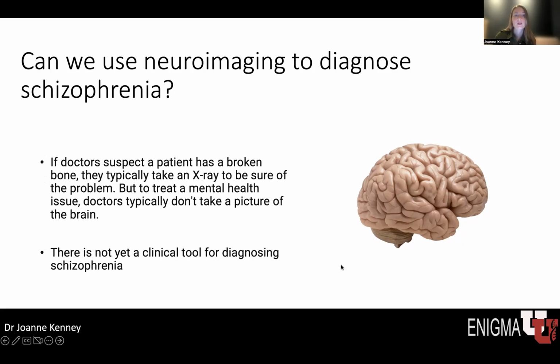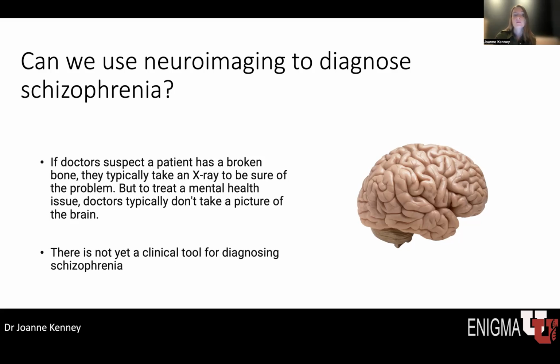So when we talk about if neuroimaging can be used to diagnose schizophrenia, an interesting analogy to look at is if we compare diagnosing in general medicine to a psychiatrist making a diagnosis in psychiatric conditions or schizophrenia. And if we look at this analogy, we can see we're still quite a long way off from using neuroimaging to diagnose psychiatric conditions.